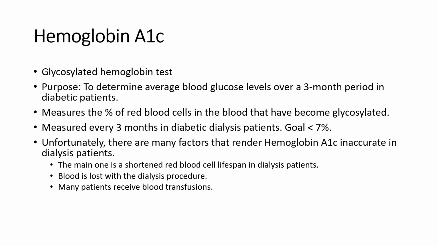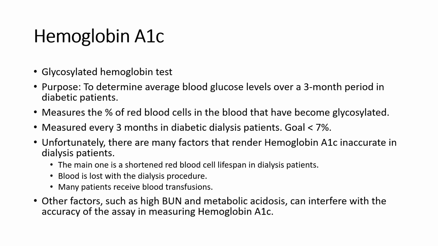So if you have a higher red blood cell turnover, then the hemoglobin molecules that had the glucose molecule attached to them get recycled, and so you underestimate the real hemoglobin A1C value. Same thing if we lose blood with a dialysis procedure, or if we give blood to a patient in the form of transfusion. And then finally, there is some concern that an elevated BUN and metabolic acidosis can interfere with the accuracy of the assay in measuring hemoglobin A1C. So, in short, it tends to underappreciate elevations in glucose in the dialysis population.